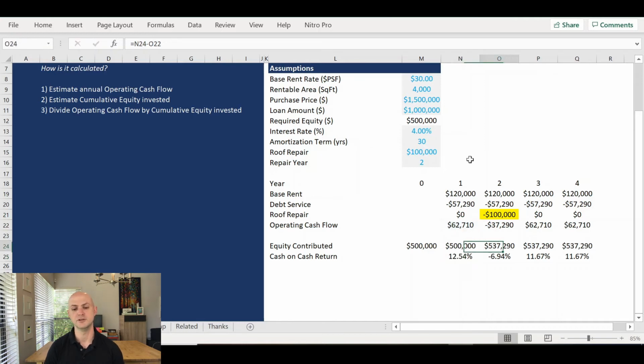Now let's see what happens the following year, because I think this really nails home the point of that cumulative concept of equity contributed. So we have the exact same income, $120,000. We have the exact same debt service, $57,300. However, let's assume that you have a $100,000 roof repair or HVAC repair or some other major repair that happens in year two. Now, you could choose to pay for it all from equity. You could choose to borrow more. You could choose to pay for it all from cash flow. In this case, I'm going to choose the latter, and we're going to pay for it all from cash flow.